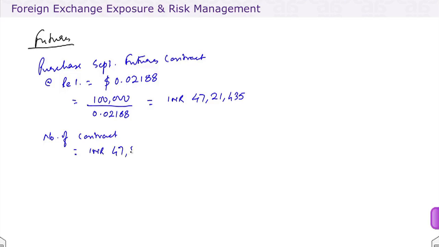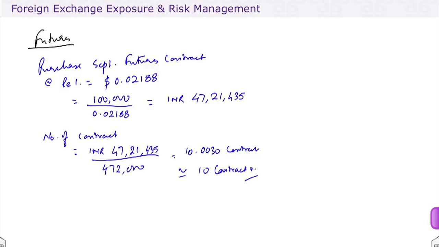INR 47,21,435 divided by the lot size of 4,72,000. So it comes to 10.0030 contracts. So we can say 10 contracts. So 10 contracts is what you'll enter into.